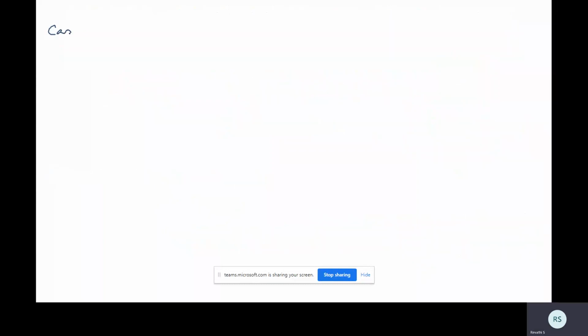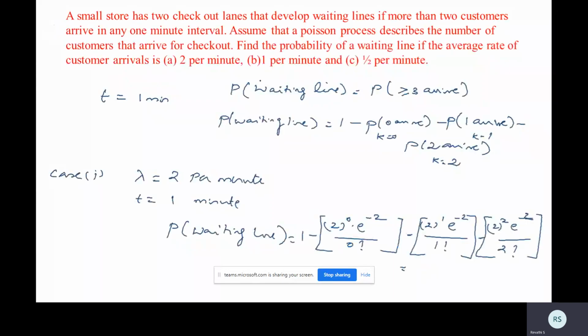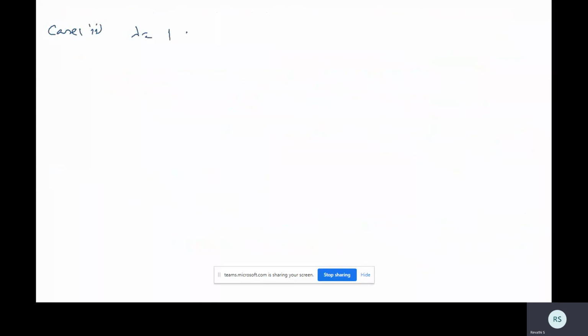Similarly, you can do it for case 2. What is case 2? In case 2 lambda is different. So what is the lambda given? Lambda is 1 per minute is given here. So lambda is 1 per minute. t is 1 minute only. So both are in minutes. You need not do any kind of conversion.